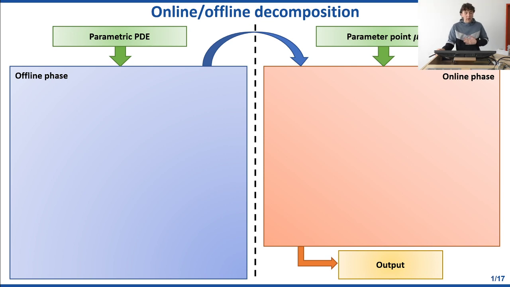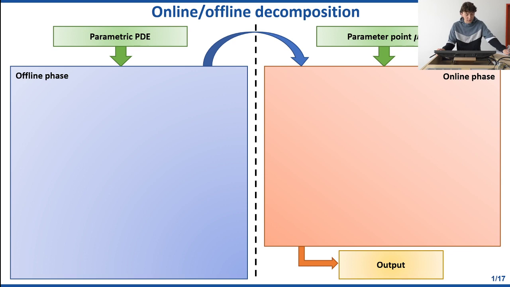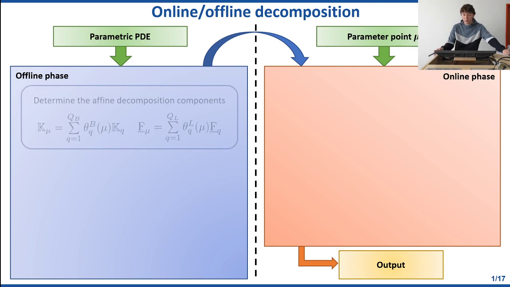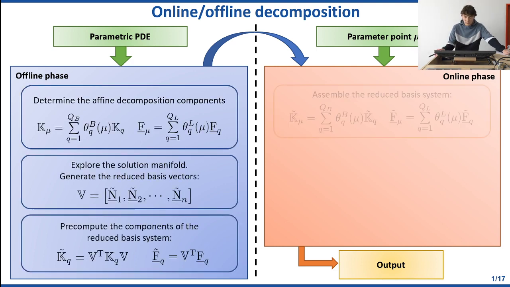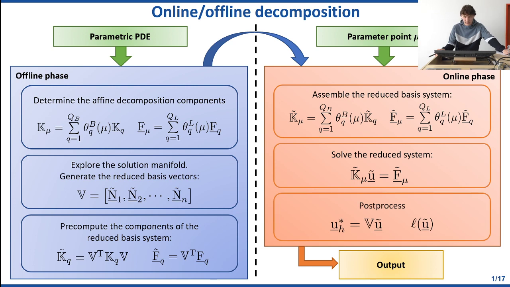Okay, so again, we had this offline-online decomposition, and that's hugely important to the complete setup of reduced basis methods, where we had a parameterized PDE as an input, and we have a new parameter point as an input in our online phase. And our objective is, for the new parameter point, to get some sort of output. And this is the setup that we had done. I think I messed up my animations again, we'll see that in a second.